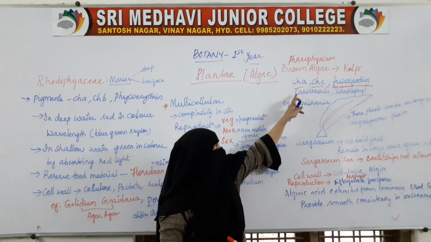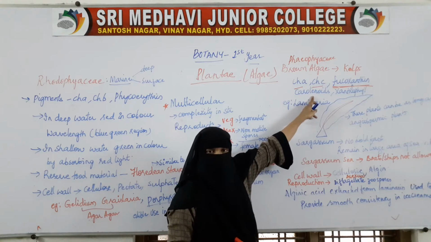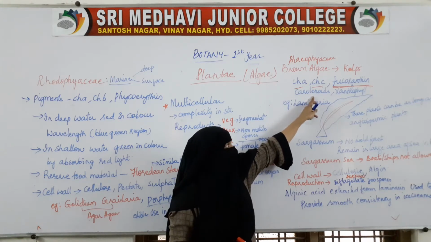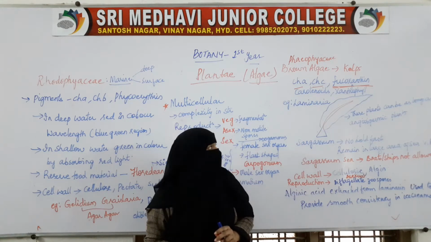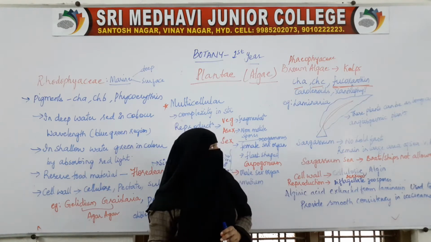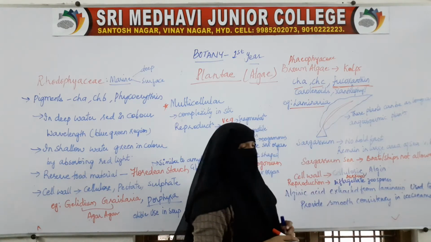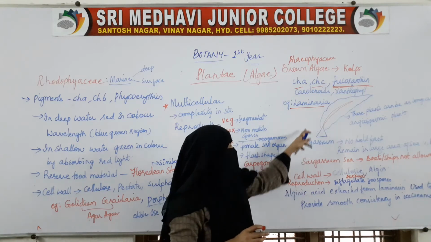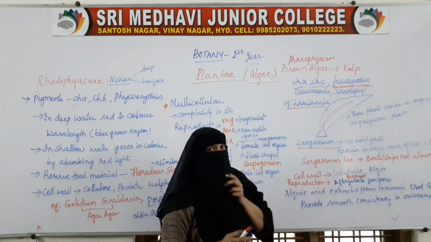It has chlorophyll A as well as chlorophyll C, and apart from these two chlorophyll pigments, it also has carotenoids and xanthophylls, and especially fucoxanthin. Examples are Laminaria and Sargassum. These are the examples which belong to the Phaeophyceae.